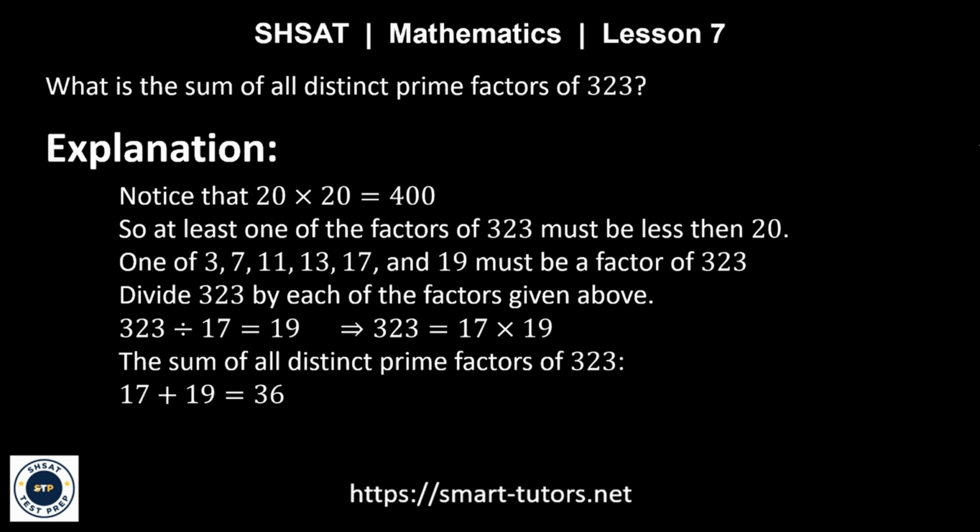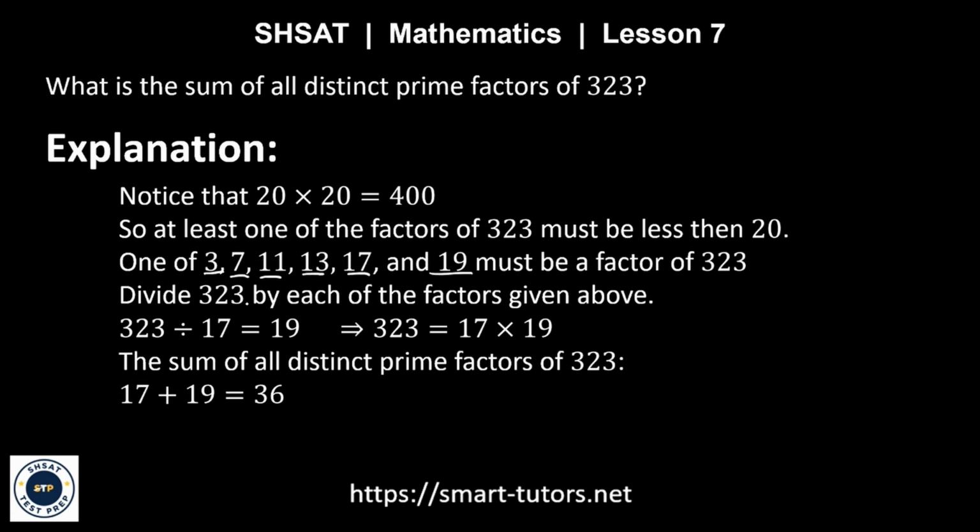What is the sum of all distinct prime factors of 323? If you think about it, 323 is a number much smaller than 400. Notice that 20 times 20 gives 400, so at least one of the factors of 323 must be smaller than 20. The prime numbers before 20 are 2, 3, 5, 7, 11, 13, 17, and 19. At least one of them must be a factor of 323.